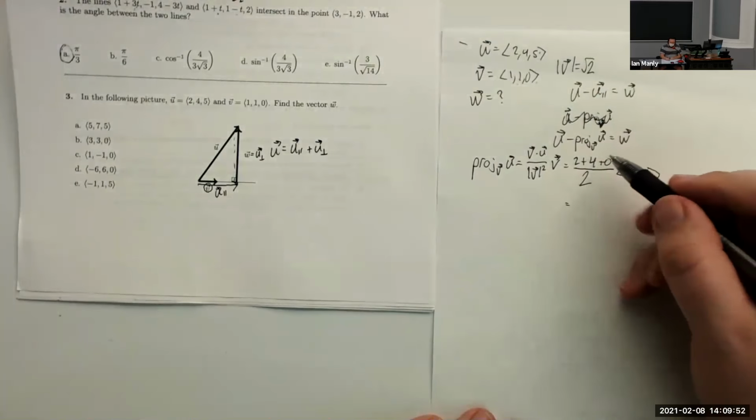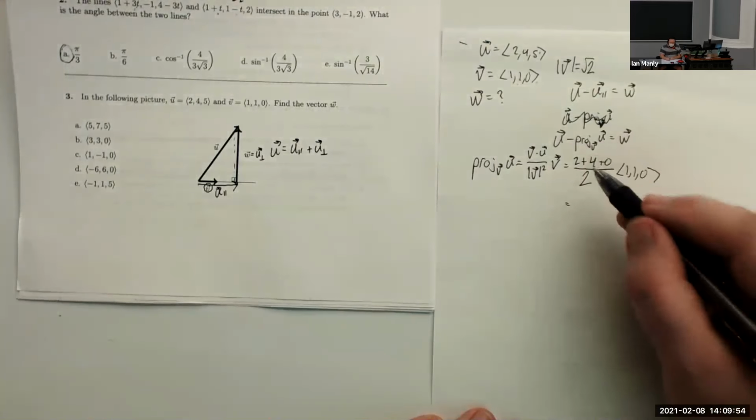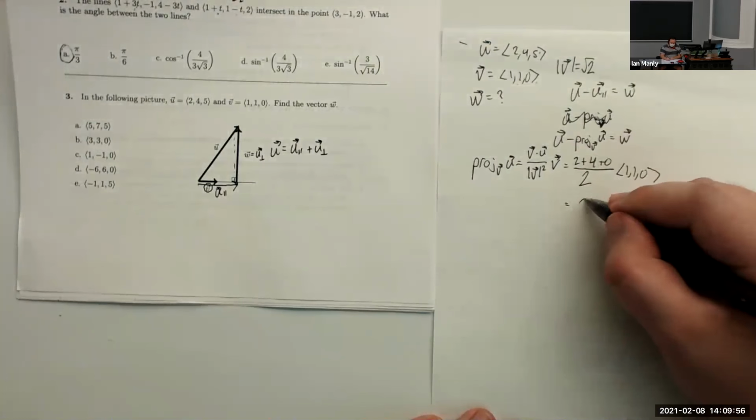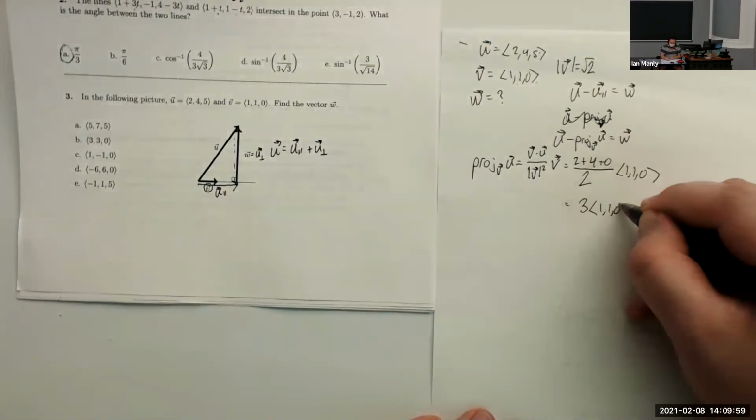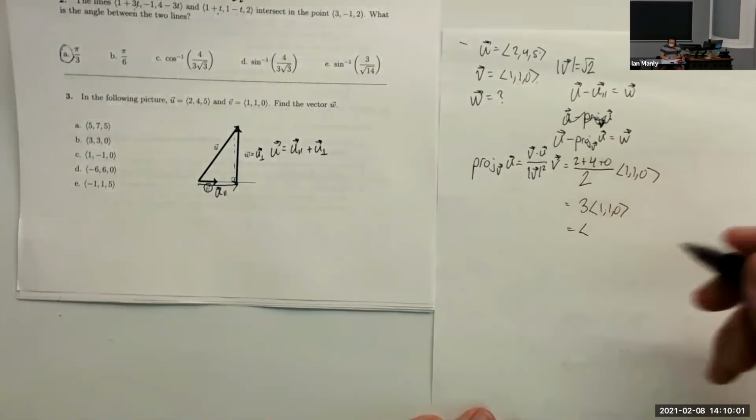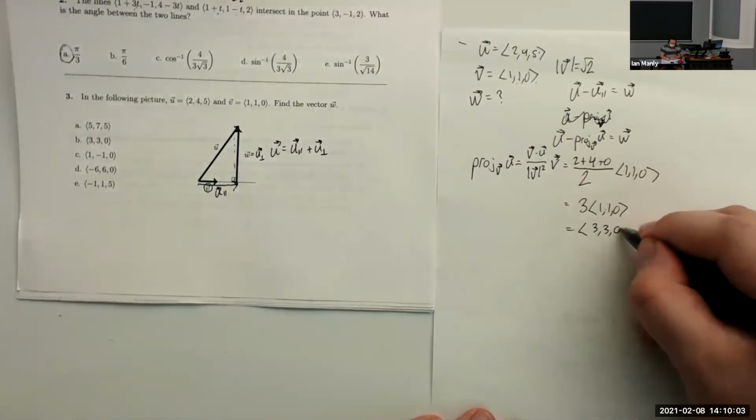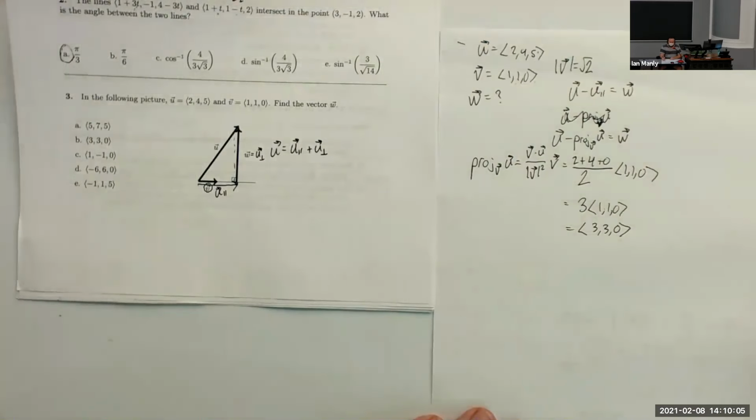All right, let's do some arithmetic here. 2 plus 4 is 6. I divide by 2, and I get 3. Times 1, 1, 0. And so that means that our vector projection is 3, 3, 0, like this.